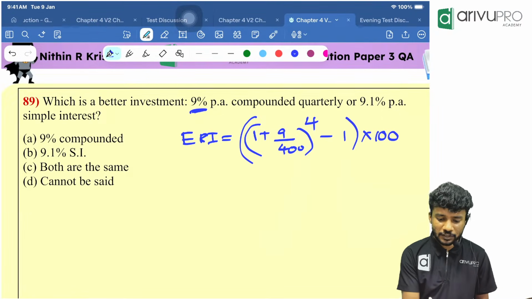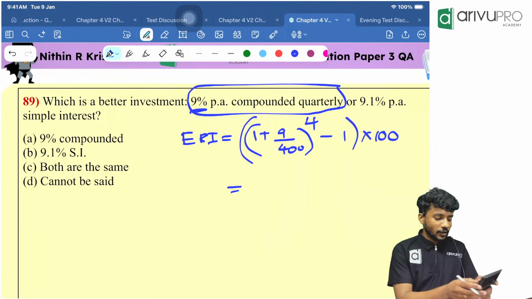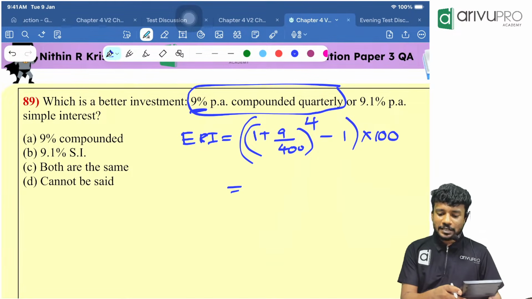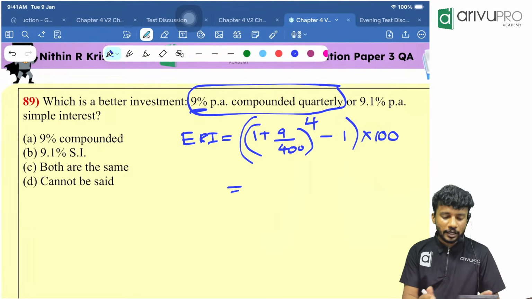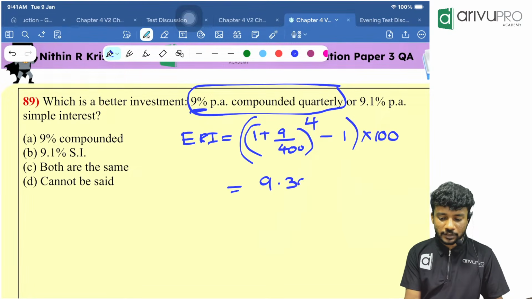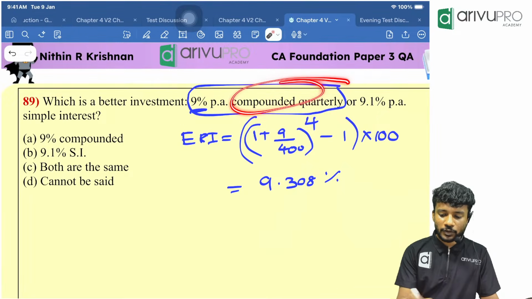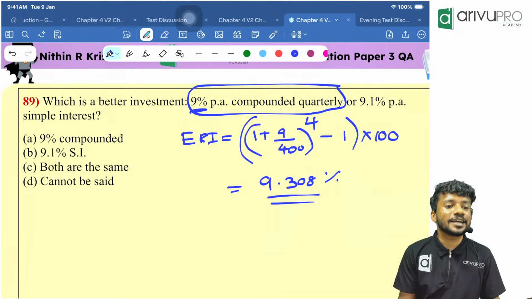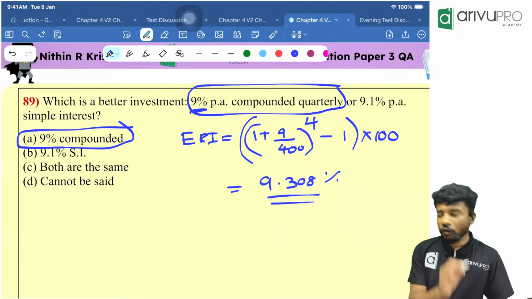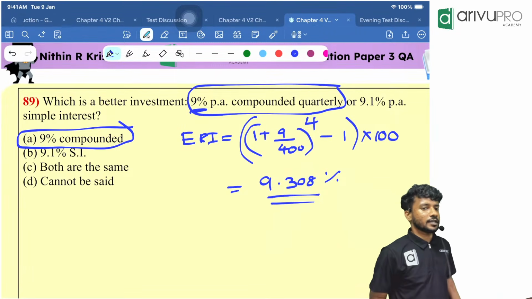How much is the effective rate of 9% quarterly? Take your calculator. 9 divided by 400, then plus 1, into how many times equal to? 3 times. 1, 2, 3. Then minus 1, into 100. How much are you getting? 9.308%. Now tell me, which is a better investment? Compounded, because it is effectively 9.3. So the answer is Option A. Okay. Done. That's all for effective rate of interest.